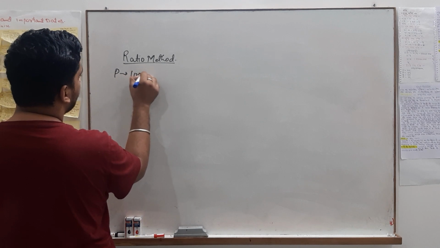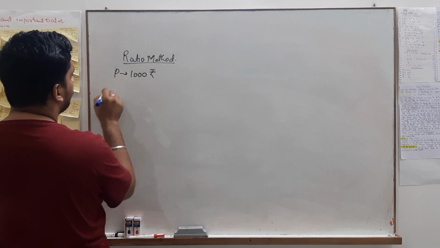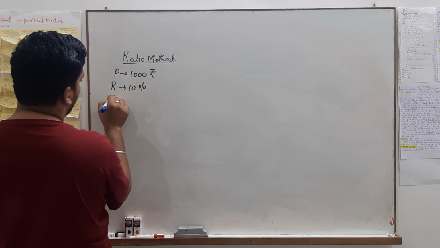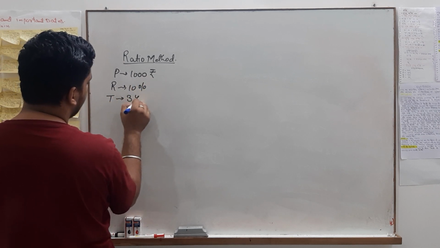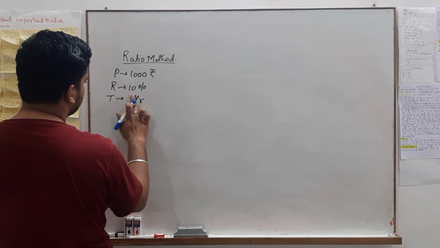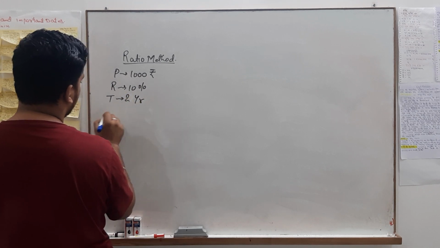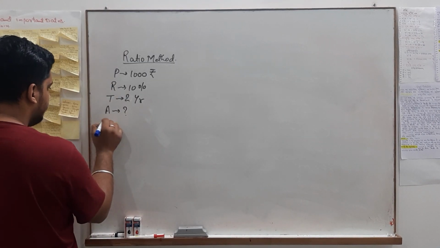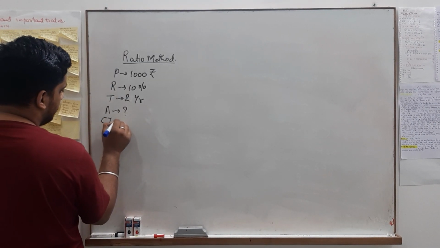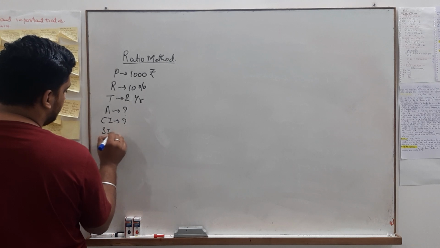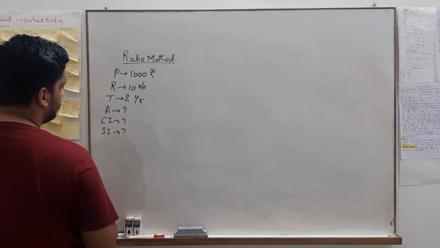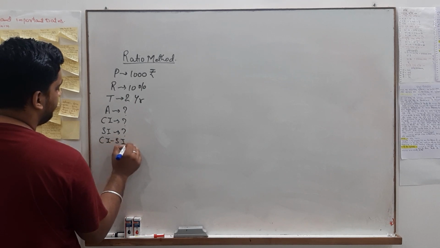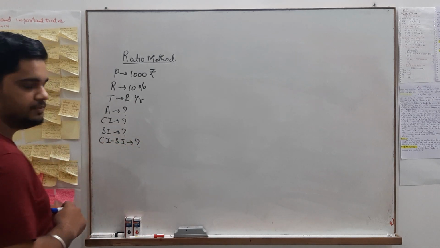Let us assume that you gave 10,000 rupees to one of your friends at the rate of 10%, and the given time is 3 or 2 years, right? We just need to calculate the amount, compound interest, simple interest, and the difference between compound interest and simple interest, right?